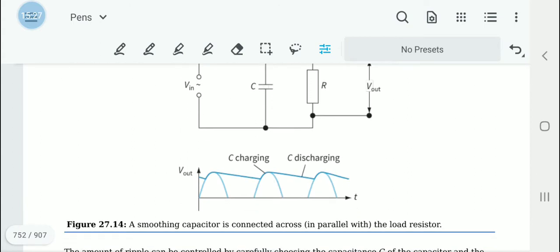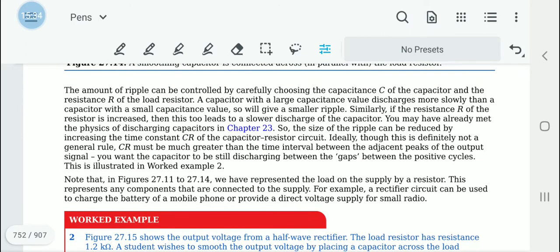Please draw both of these two. 27.14. This ripple can be controlled by using a capacitor of high capacitance, that is, within brackets, a capacitor that takes a long time to discharge, and a larger resistor, which would increase the time it takes for the capacitor to discharge.